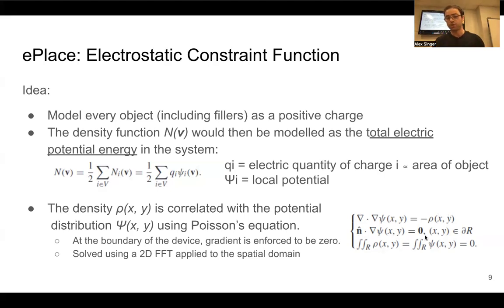And this one's just making sure the total potential energy is a constant. And we can solve this efficiently using a 2D FFT applied to the spatial domain. This is actually the most important part of this paper, because as I mentioned before, it doesn't matter if you have the world's greatest way of modeling density. You need to be able to compute it efficiently.